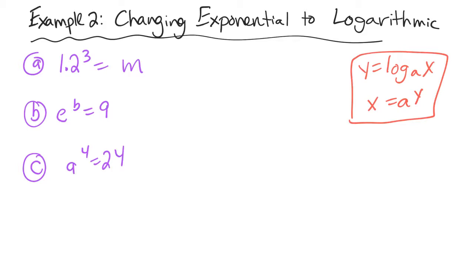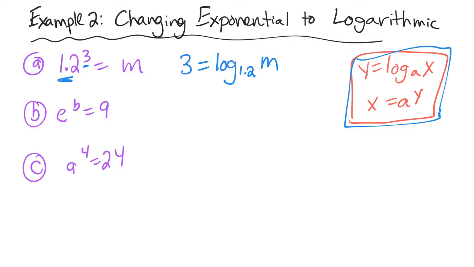For example 2, we're going to change from exponential form to logarithmic form. So we've got 3 examples here. Part A, we have 1.2 cubed equals m. So when we're changing this to log form, start with that. I kind of have it written on the side. Remember I said last time I always write this down. So we start with that y piece of it, y equals. In our case, y is the exponent. So y is 3. So 3 equals log. Now the base is a, so in our case the base is 1.2. So 1.2 to the m, because just the x is left over, so that helps.